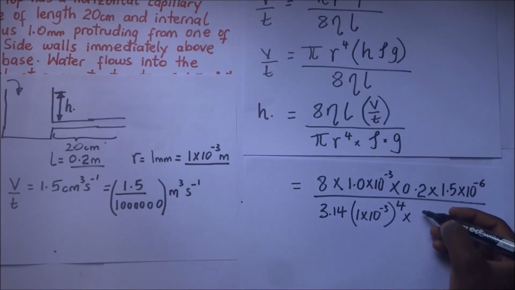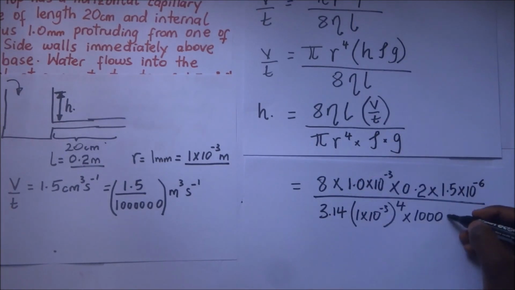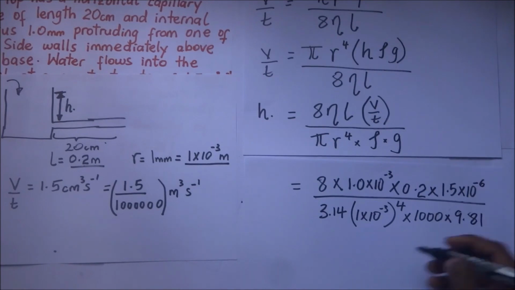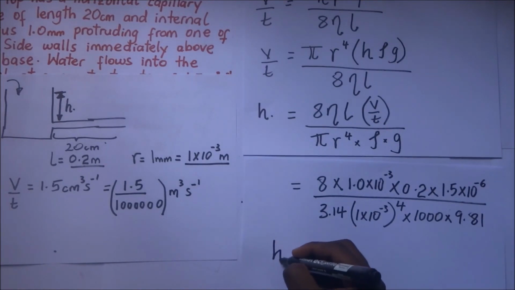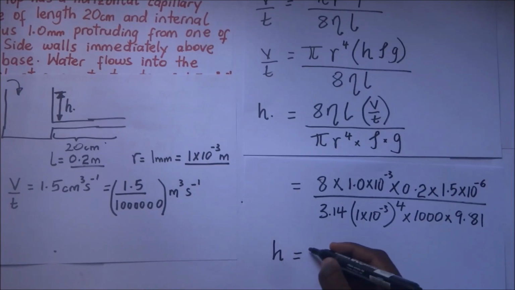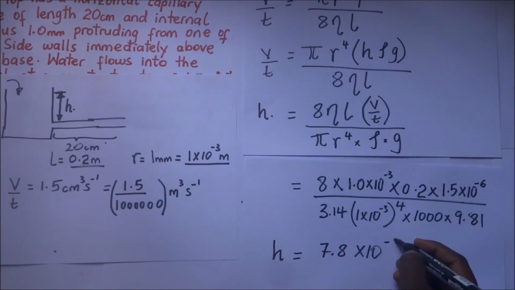Of course, the density of water is 1000 kilograms per meters cubed. Multiply that by gravity, which is 9.8. And so the answer we end up with here as our value of h, or as our height, is 7.8 times 10 to the power negative 2 meters.